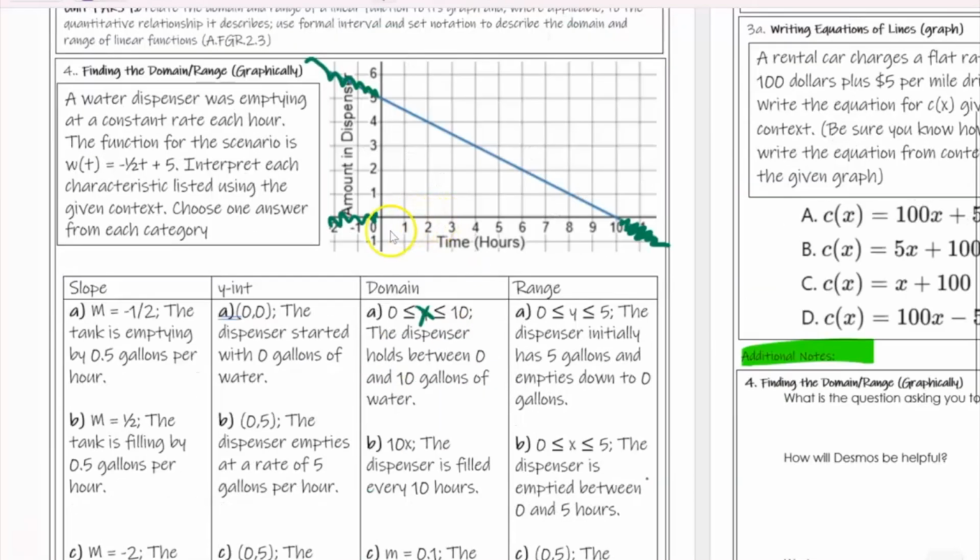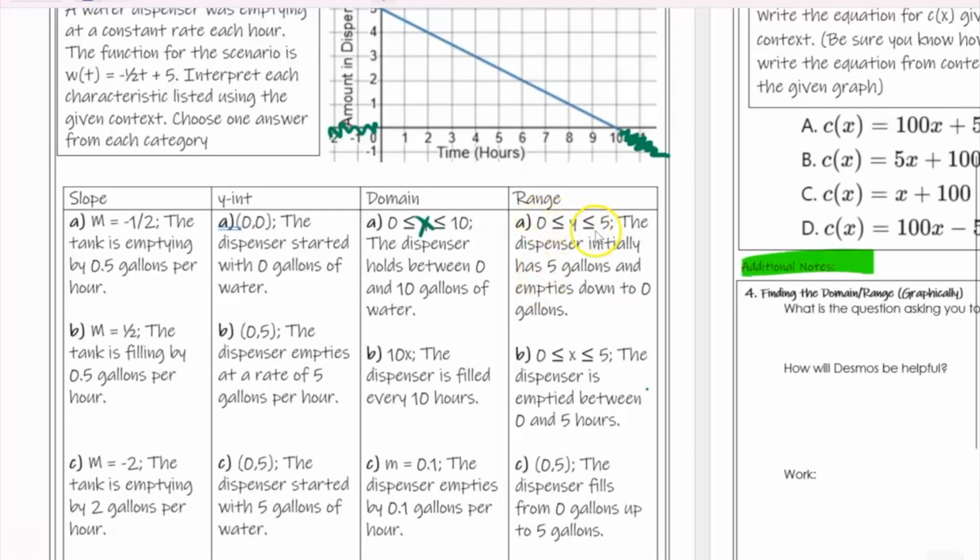All right, for range, it's the bottom to top. So again, we've talked about cannot have negative, but we can have all of these and everything in between, and nothing exceeding 5 because it starts off with 5 gallons, or whatever this situation may be. So from 0 to 5 is what I'm looking for on the y-axis. So 0 to 5 on the y-axis, yes. So this is going to be it. But let me read the explanation, just make sure. The dispenser initially has 5 gallons and empties down to 0.